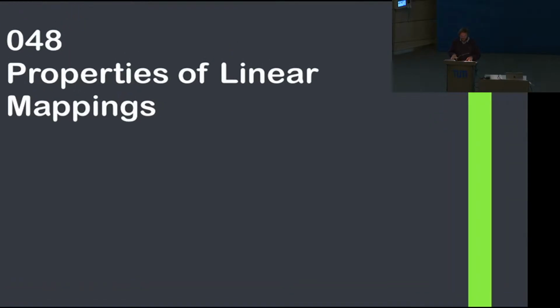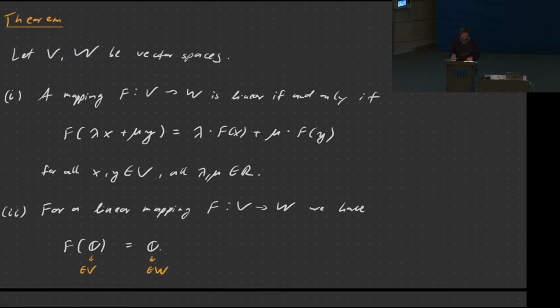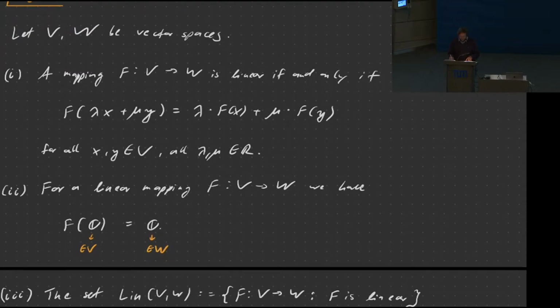A couple of properties of linear mappings. Well, those are pretty basic, I guess. First, a mapping is linear if and only if it has those two properties. And of course, you can also put these together in one property if you wish. You can say the linear mapping needs to fulfill this relation here, right? So f of lambda x plus mu y has to be lambda f of x plus mu f of y. You combine that into one property.